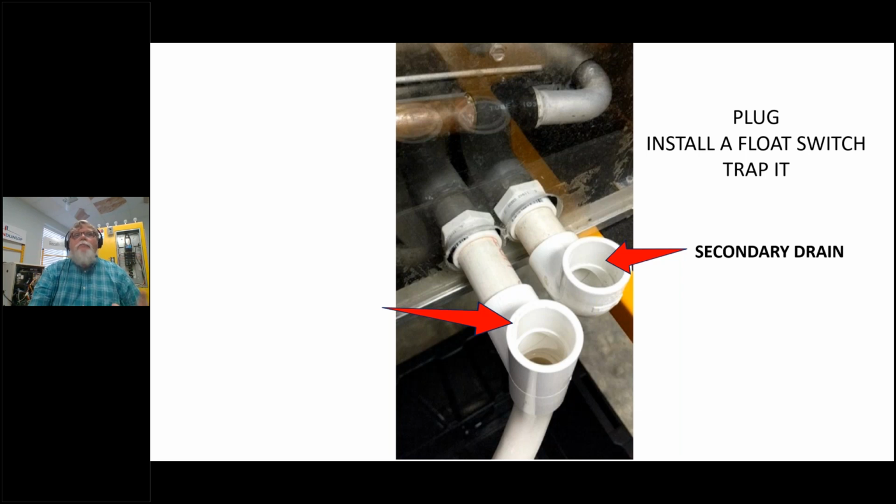But don't tie them together unless that line is going to be trapped. If you're not going to trap that line, it's going to do the same thing. It's going to allow air to be sucked back into the unit. It's going to keep it from draining and do the same thing as if it was the primary drain.